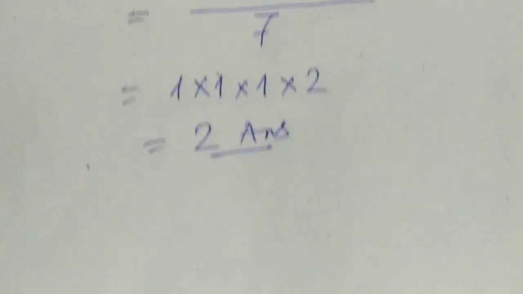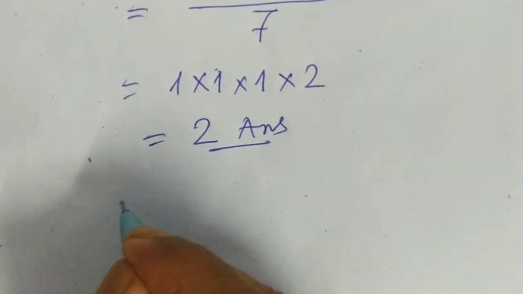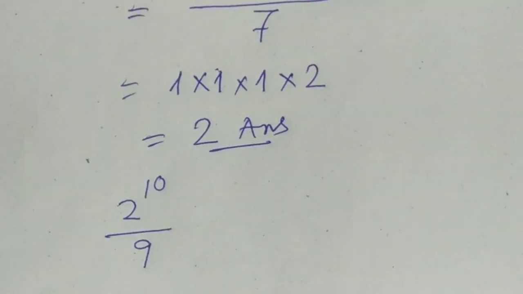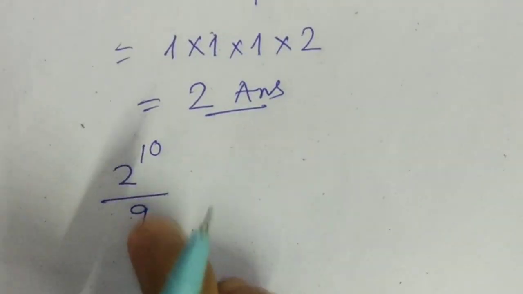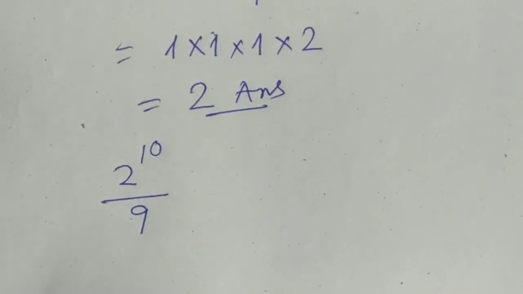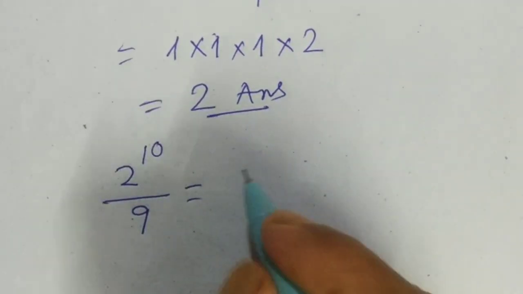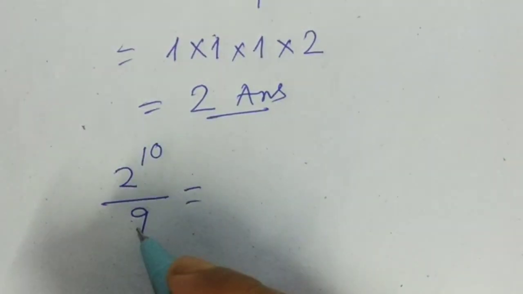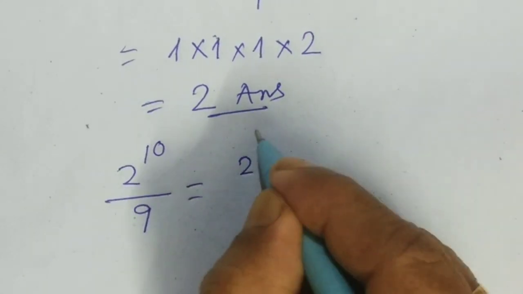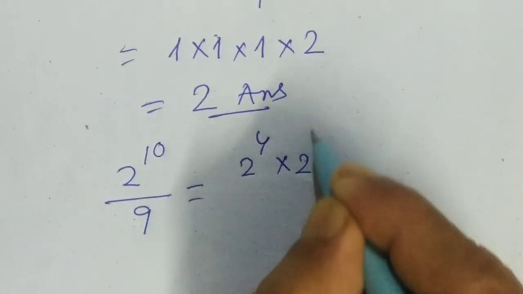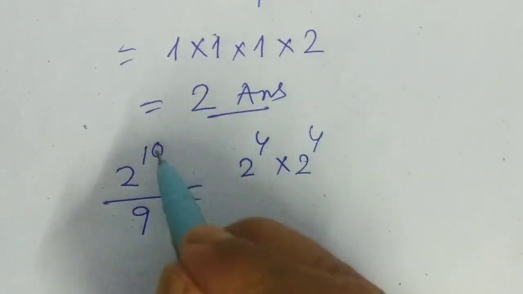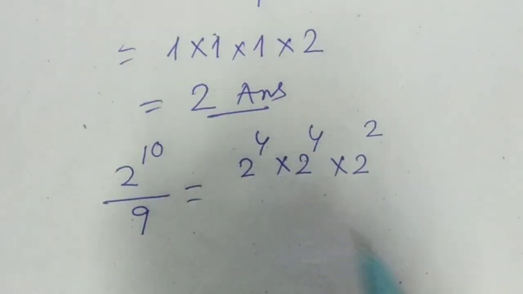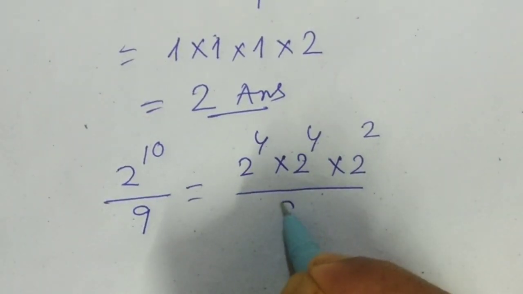Okay. If the question is like this, 2 to the power 10 divided by 9, then how to solve it? It is 2 to the power 10, so we'll write, because 2 into 2 into 2 is 8, but here it is 9, so we'll write 2 to the power 4 into 2 to the power 4. 4 plus 4 is 8, here it is written 10, so this is 2 to the power 2 exactly, divided by 9.